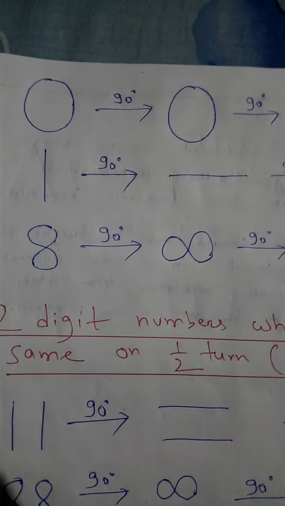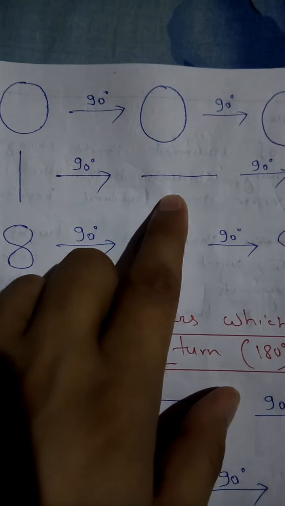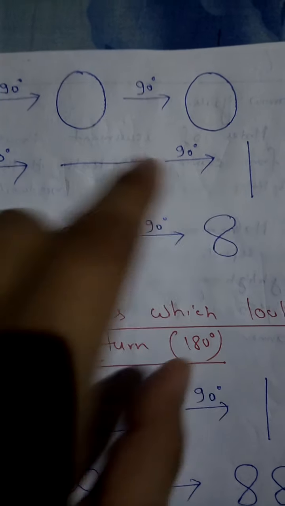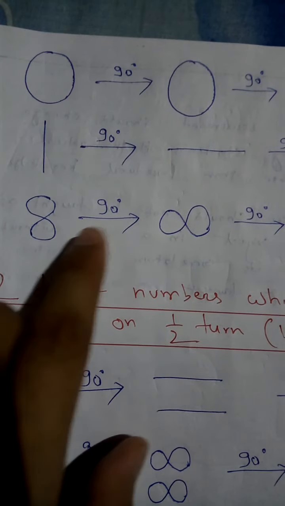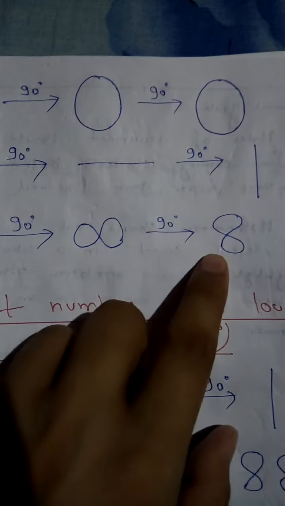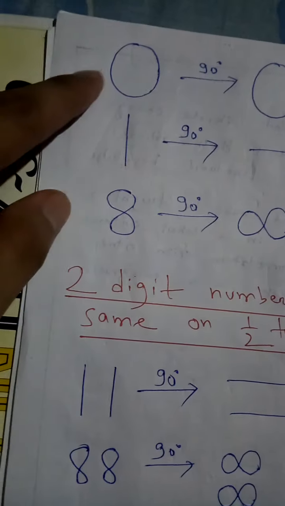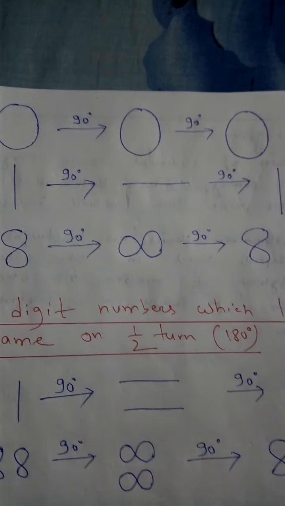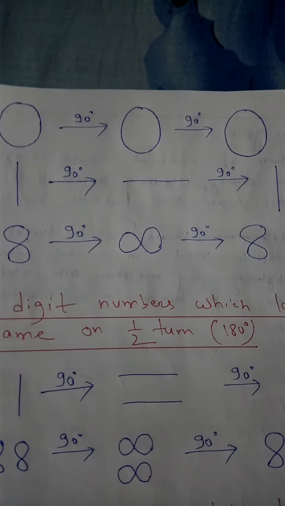Next one is 1. 90 degree, it looks like this straight line, and again if you give 90 degree, 1. So this 90 plus 90, 180. And last one is 8. 90 degree turn, it becomes this, and again 90 degree turn, it becomes 8. So only these 3 digits, 0, 1, 8, they look same after 180 degree turn. Okay, clear?